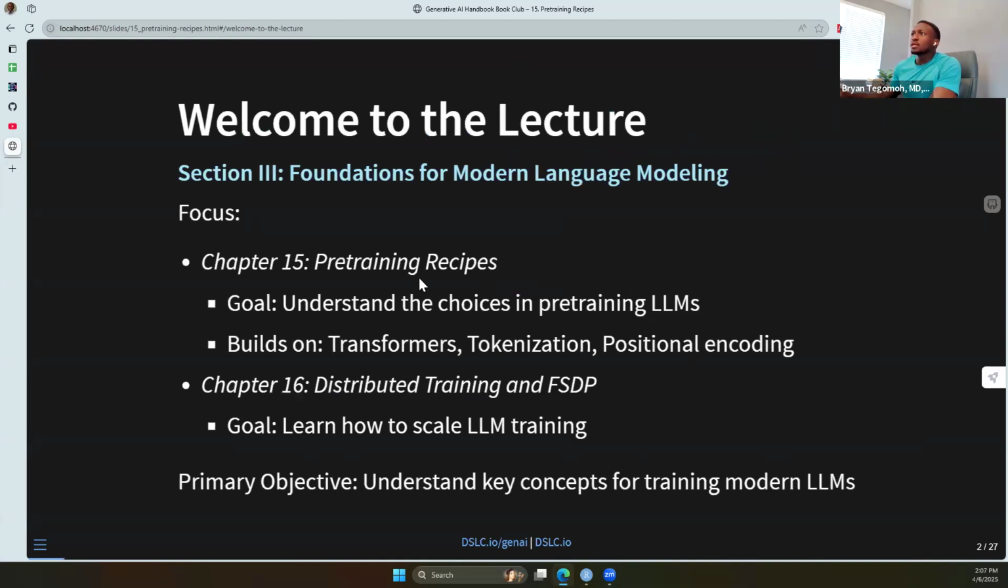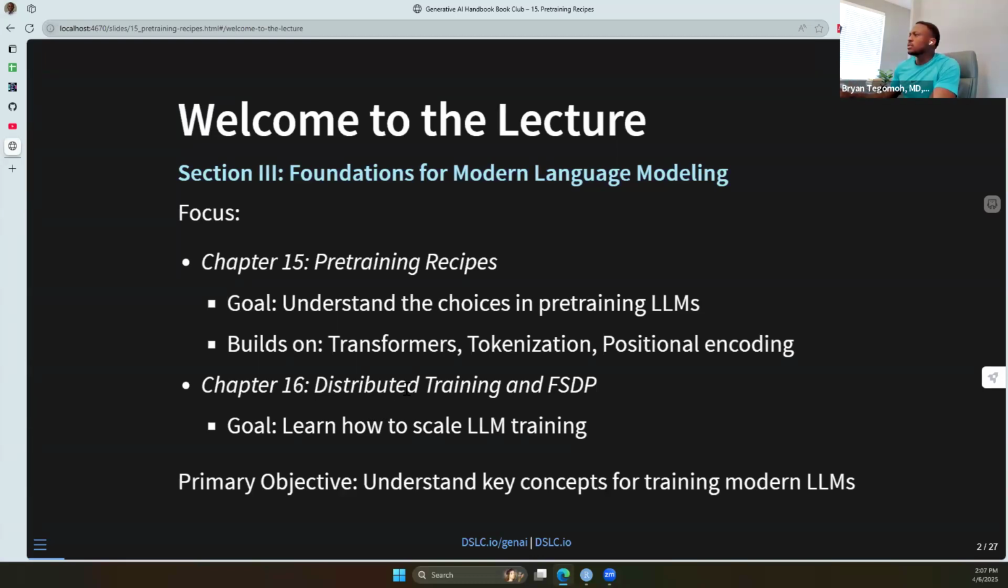The purpose of this chapter, pre-training recipes, is to understand some of the fundamental choices that go into pre-training models. Our main goals here are to understand effective pre-training choices and the scaling strategy. It builds on the decoder-only transformers course, which was taught by David, and expands on that.